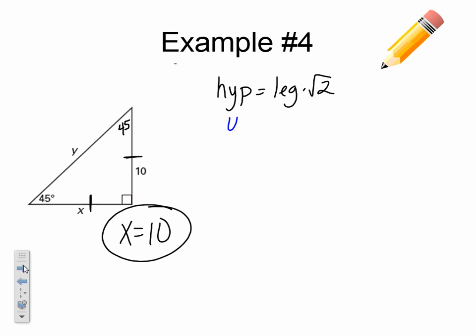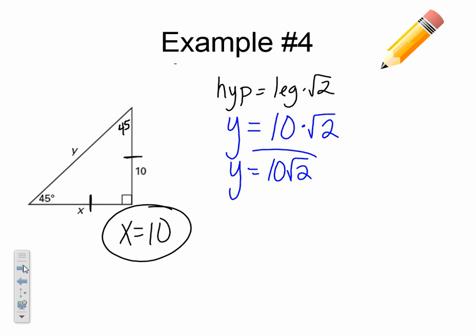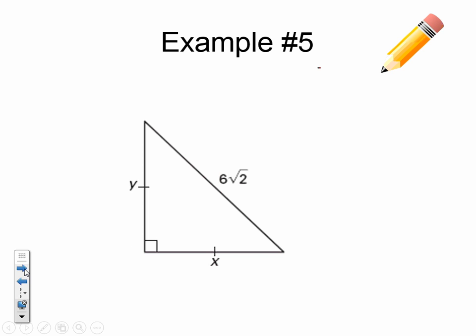The y is the hypotenuse. The leg is 10, and it doesn't matter which one we use because they're both 10. And then times square root of 2. So y is 10 square roots of 2 when I simplify. X value, y value, there we go. Okay, and our fifth example and last example.